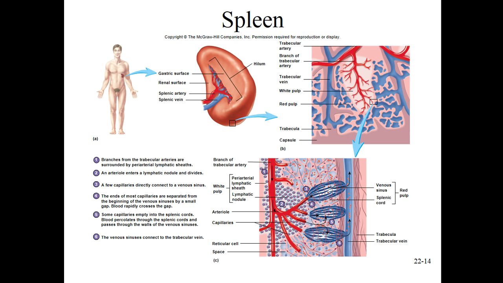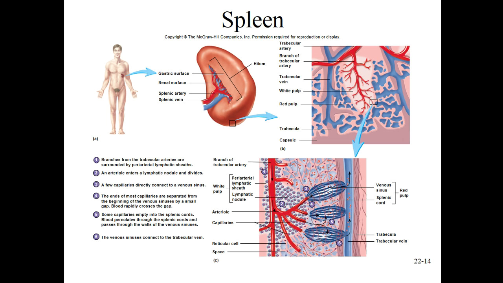So you could sort of think of the white pulp as being sort of a battalion of white blood cells in reserve. And then if you have a severe and sudden infection, you don't have to wait for new blood cells to be formed. The spleen can add troops to the battle right away.